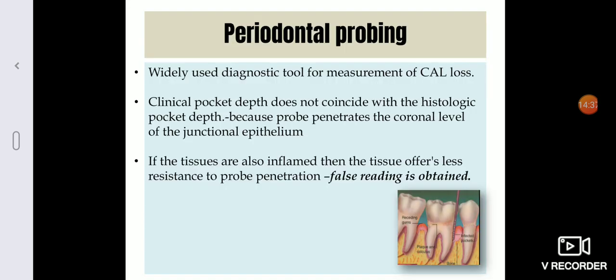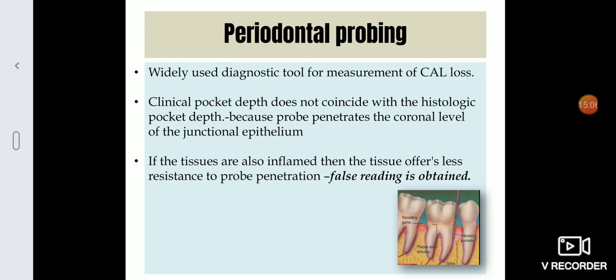So under the clinical advances, the next topic is periodontal probing. Now periodontal pocket probing is a widely used diagnostic tool and is also used for the measurement of clinical attachment loss. Increased pocket depth and loss of clinical attachment is pathognomonic, which means it indicates beyond doubt the presence of periodontal disease.